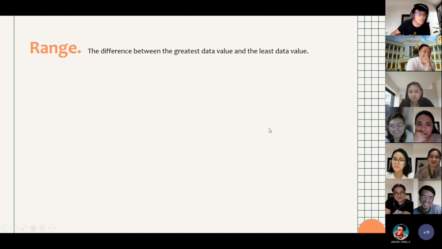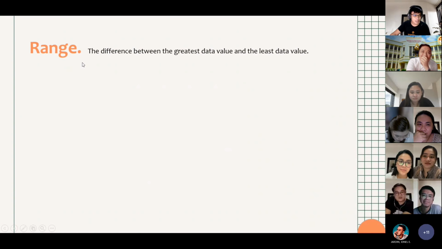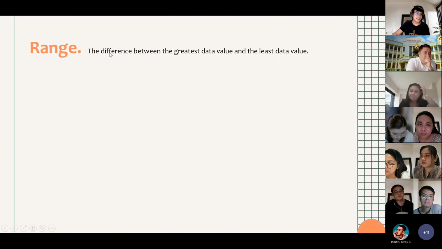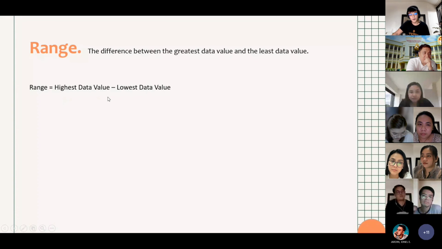So now let's proceed to the first one. The first one is the range. What is range? This is the difference between the greatest data value and the least data value. Actually, guys, this is the simplest measure of dispersion. From the word itself, difference, meaning may magaganap na subtraction. So range is equal to the highest data value minus the lowest data value. In short, maximum minus minimum.